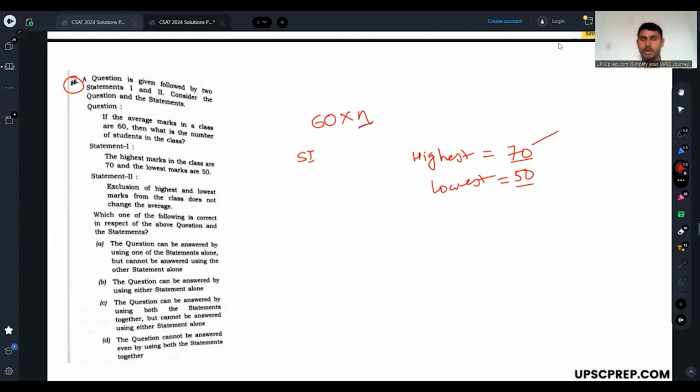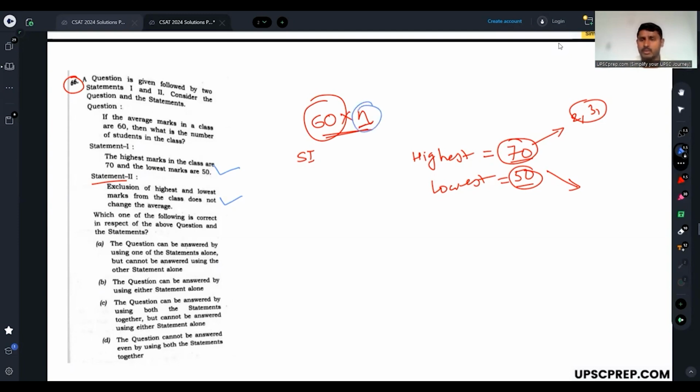because we should know how many students have the highest marks, right? There may be 2 students, 3 students, whatever. We should know this exact number. Similarly, for the lowest, we should know the exact number. Coming to statement 2: exclusion of highest and lowest marks from the class does not change the average. So even if you exclude the highest and lowest marks from this class, the average, which is 60, does not change. Still, if you combine these two statements together, you will not be able to find the value of n, the number of students.